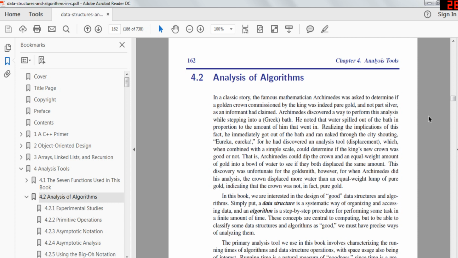This discovery is unfortunate for the goldsmith, however, for when Archimedes did this analysis, the crown displaced more water than an equally weighted lump of gold, indicating the crown was not in fact pure gold.